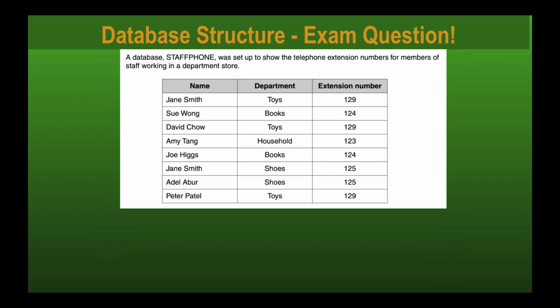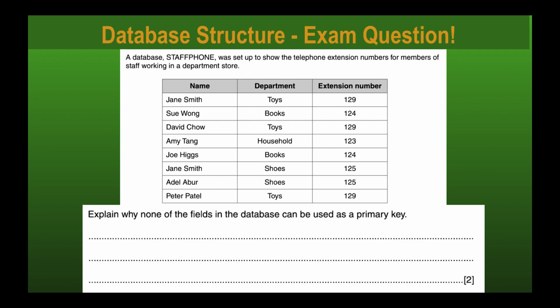Here's another exam question from the same table. This time, it wants you to explain why none of the fields in this database can be used as a primary key. Feel free to pause it and answer it now. Write yourself a question down and then we'll go through it. A primary key is something that has to be a unique identifier. It cannot contain any duplicates, okay?